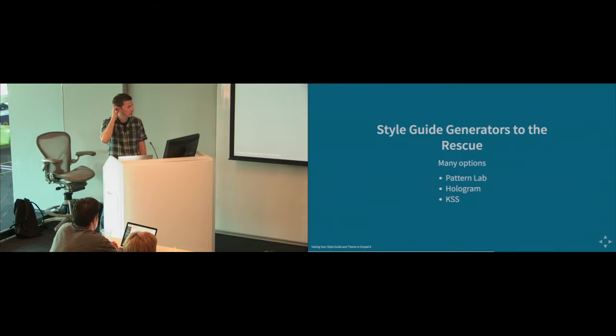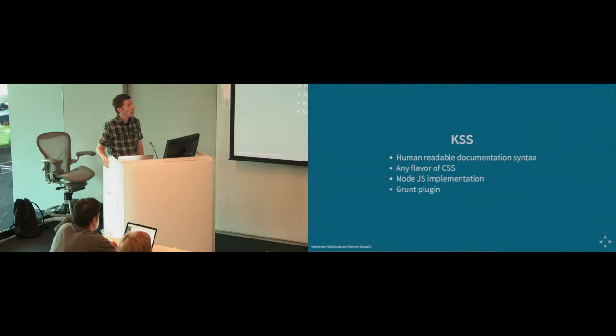Another one that I hear commonly is Hologram, which is a Ruby gem. I believe it's pretty similar to KSS, and KSS is a style guide generator that I've been using most frequently. KSS stands for Knyle Style Sheets, so it uses just a human-readable documentation syntax that you provide in your CSS files. It works nicely with any flavor of CSS, so it can be your vanilla CSS or your Sass. There's a bunch of different implementations of it, including a Node.js implementation, which is what I use. It has a nice Grunt plugin, so you can work it into your build process really easily.